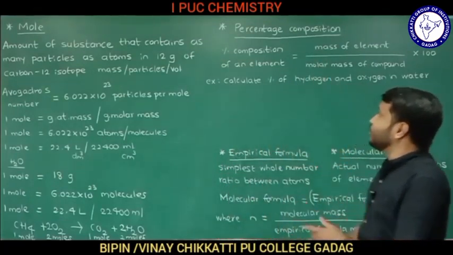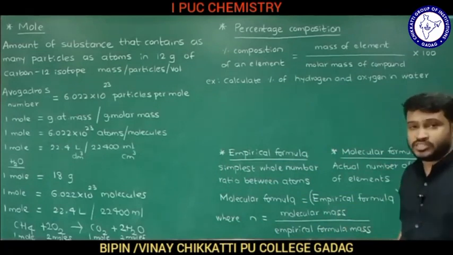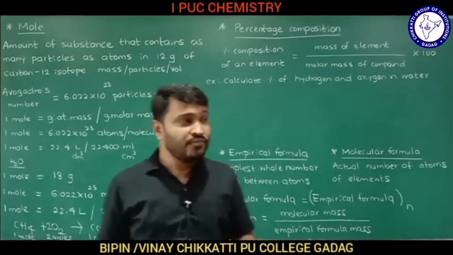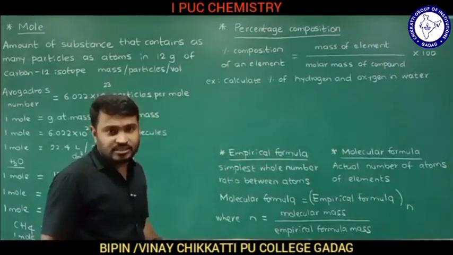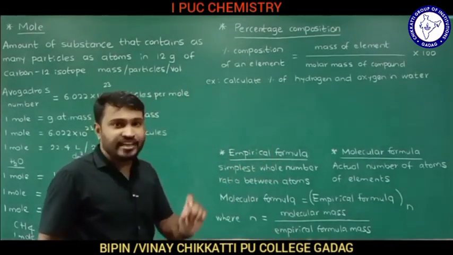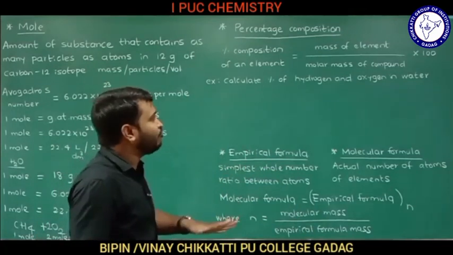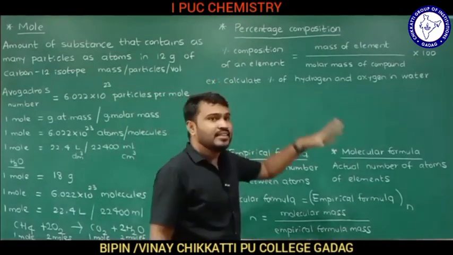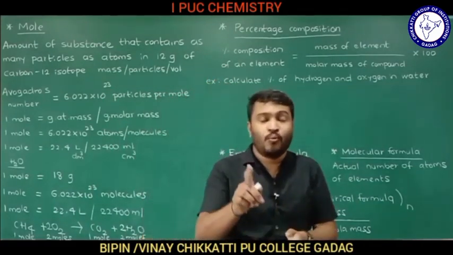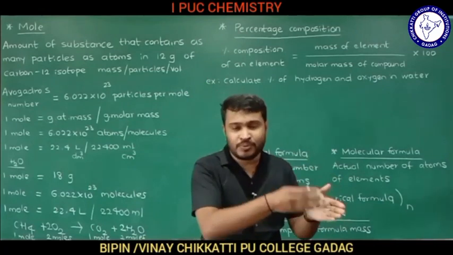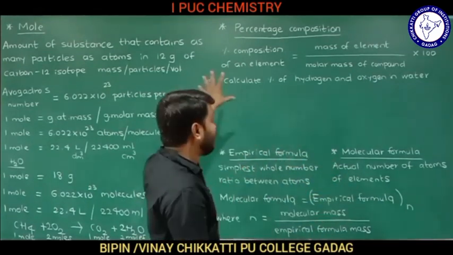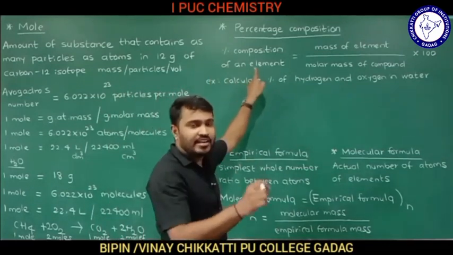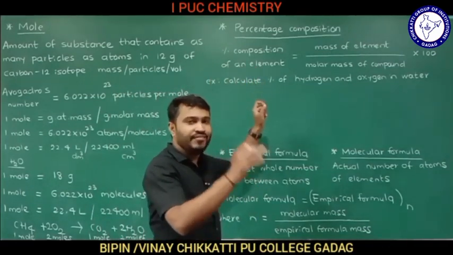Now we'll see one more heading, that is percentage composition. We know that compounds are formed by elements, and these elements are in a fixed ratio. We know this according to the law of definite proportion. And now here we'll see the percentage composition of an element, in what percentage a particular element is present in a given compound. So we have a formula to calculate the percentage composition of an element. Here we are calculating the percentage of each and every element in a compound.